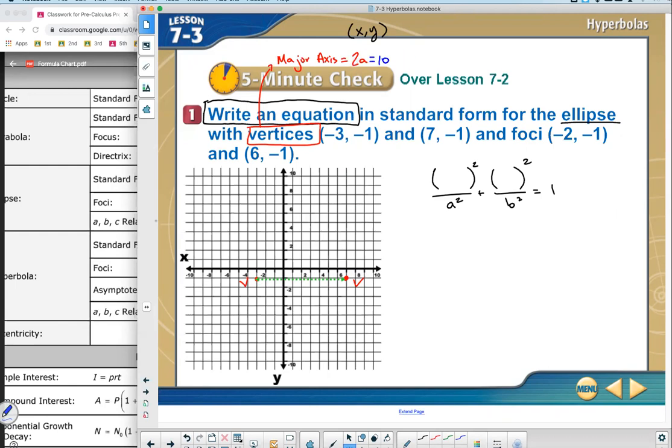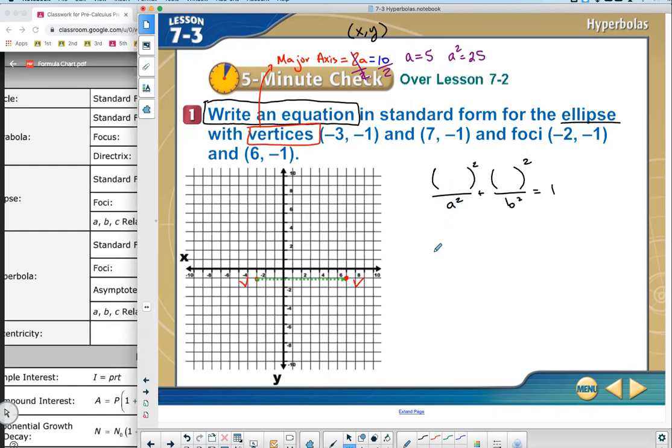That's our major axis. My question for the formula is I've got to get to a squared. So I'm going to go step by step. What does 1a equal? If 2a equals 10, what does 1a equal? 5. 5. And so for the formula, what does a squared equal?